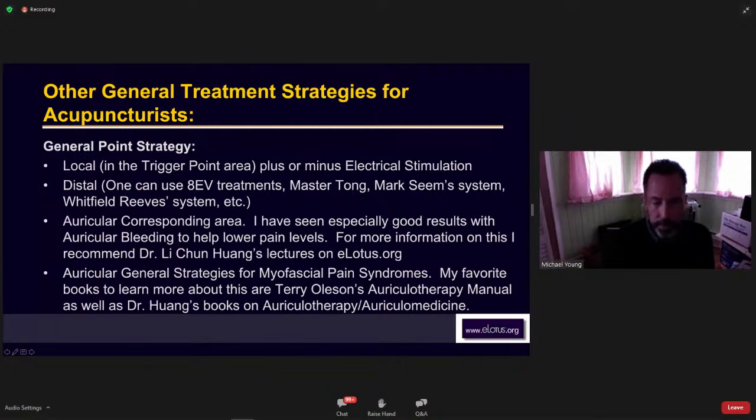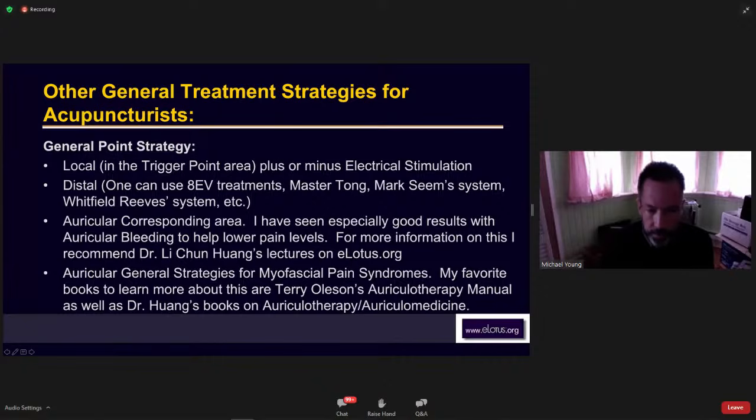I've had good results. I have no idea how it works, but I know it does work, and especially the bleeding. I've been really impressed with that. And again, she's got an 8-weekend series on E-Lotus, and they're loaded with very useful information.